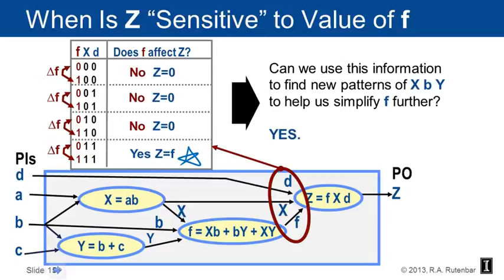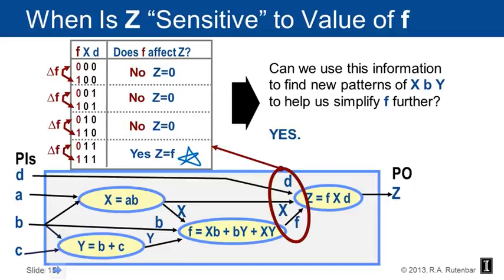So, question: can we use this information to find new patterns of x and b and y to help us simplify the F node? Because remember, these are not patterns of x and b and y. Like the things we did in the previous lecture, we start by looking at the nodes that are contextually next to the node we want to simplify, and we ask some questions, and then we use some techniques that you don't know yet, that are in the next couple of lectures, to pull out the patterns that are of value, the impossible patterns.